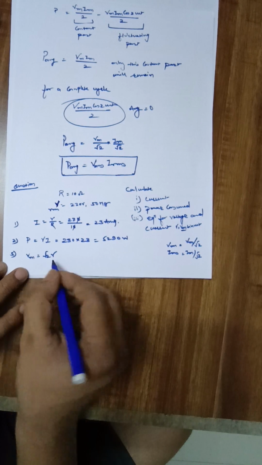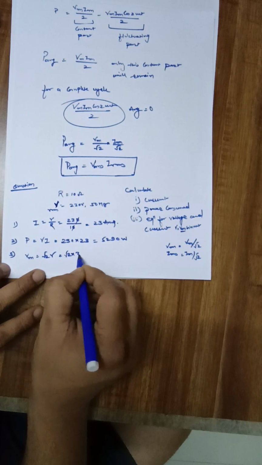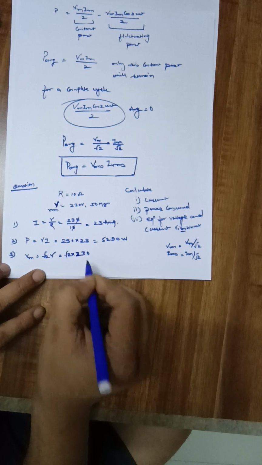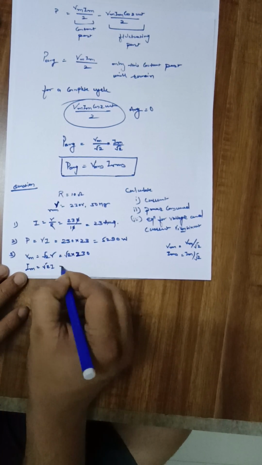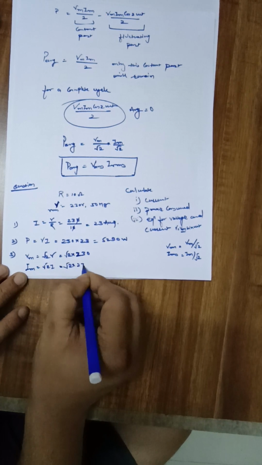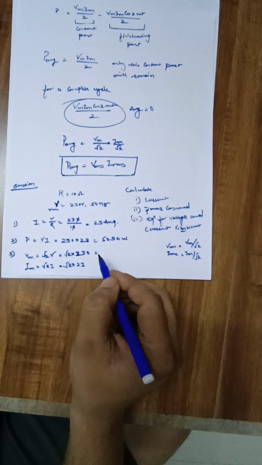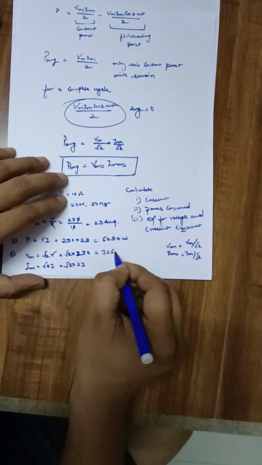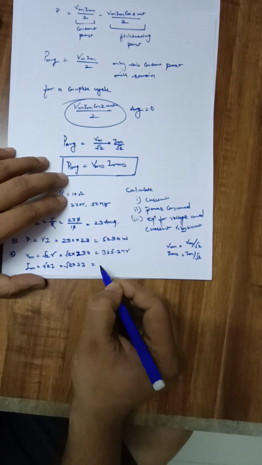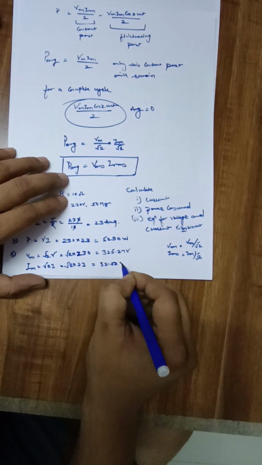So here this is root 2 into Vrms, so root 2 into 230. Similarly, Im will be equal to root 2 into I, so root 2 into 23. So what will be the maximum value of current and maximum value of voltage? 325.27 volt, and here it will be 32.52 ampere. Sorry, ampere.